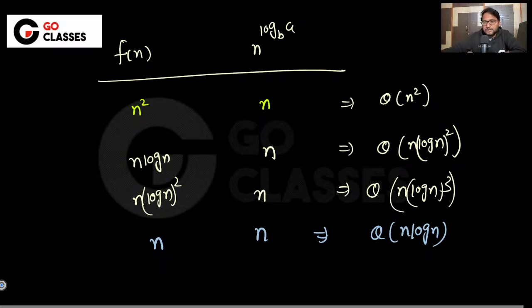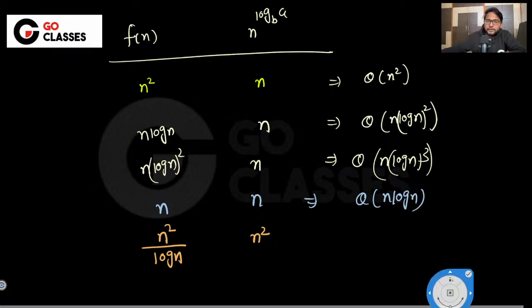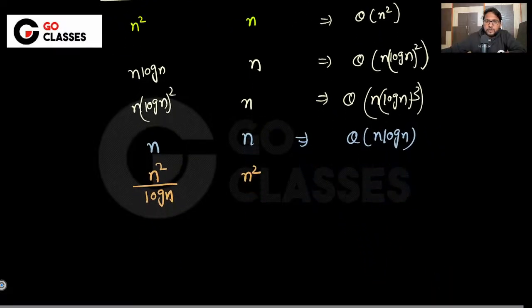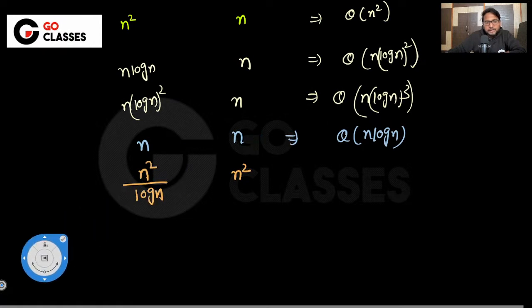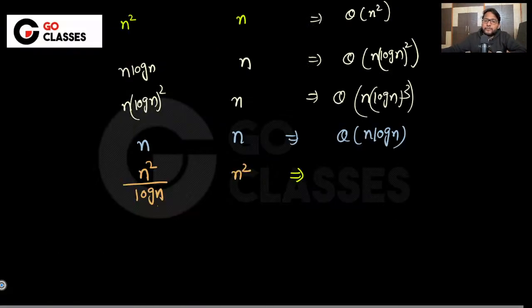It is saying, just see here, that if it is n divided by log n also, and let's suppose this is n square and this is n square. Let's see the answer here. If it is one time division, then the answer is n^(log_b a) into log n. Basically it is saying if it is one time division, then theta of n square into log n.